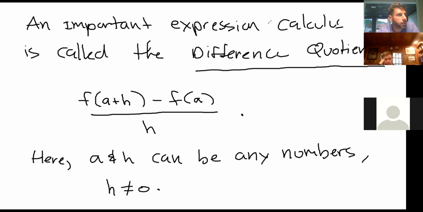I guess I should have written this better. An important expression in calculus, not an important expression calculus. So to see where this comes from, let's draw a picture.